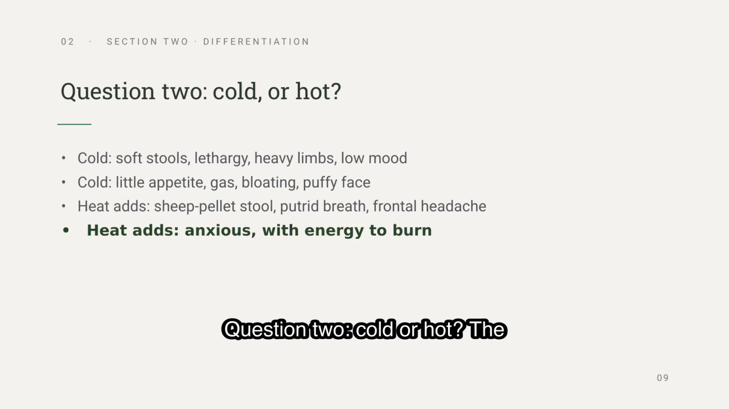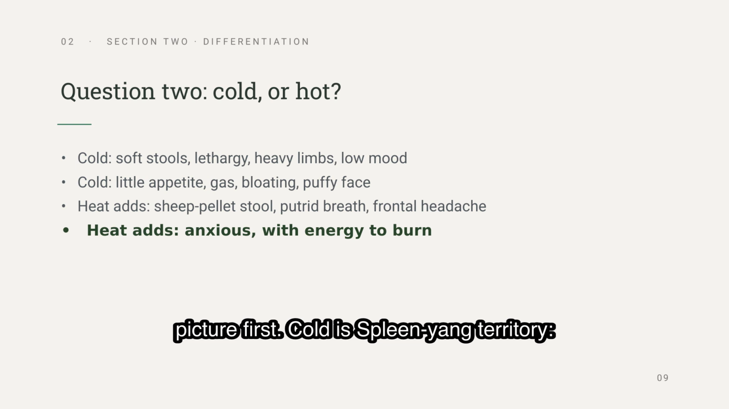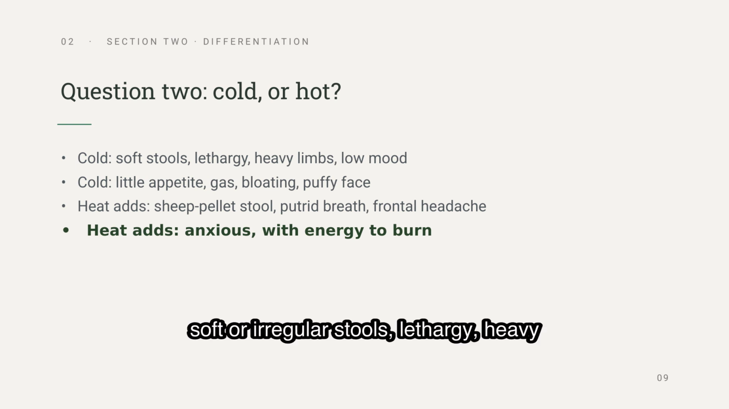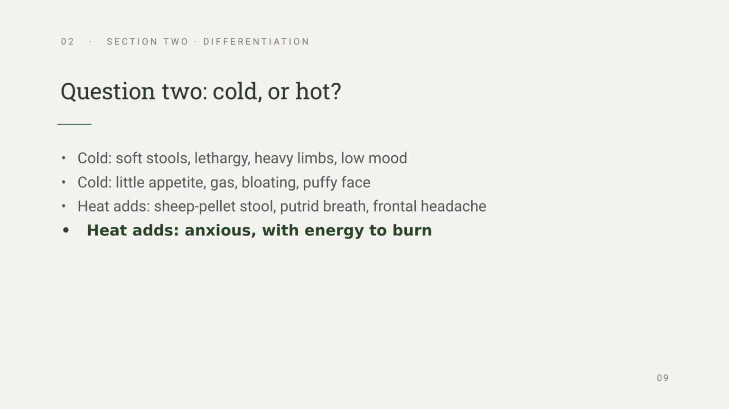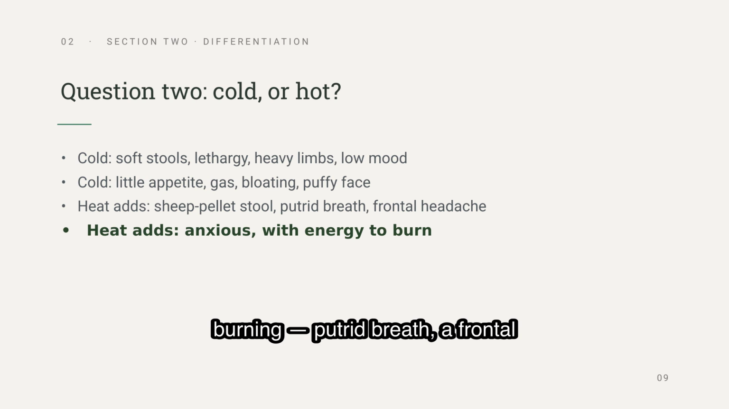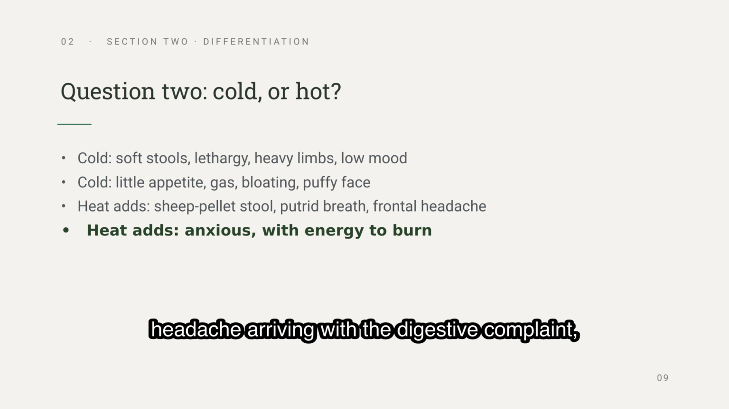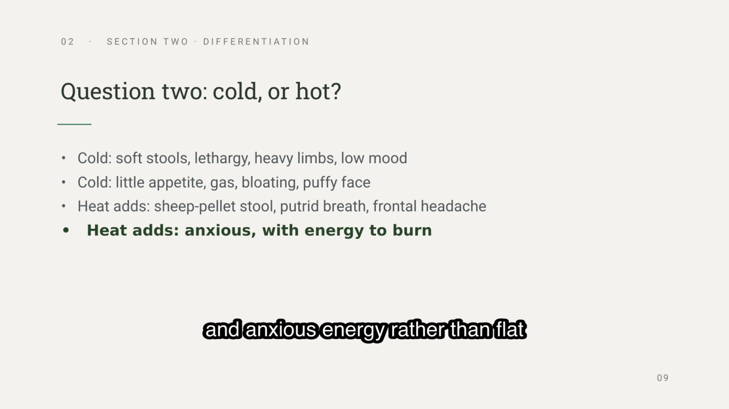Question 2, cold or hot? The hot pattern is the cold pattern plus heat signs, not a separate presentation, so learn the cold picture first. Cold is spleen yang territory. Soft or irregular stools, lethargy, heavy weak limbs, little appetite, gas and bloating, often a puffy face and a mood closer to flat than frantic. Then heat adds dry, hard, sheep pellet stool, or stool that starts hard and finishes loose with burning. Putrid breath, a frontal headache arriving with the digestive complaint, and anxious energy rather than flat exhaustion.